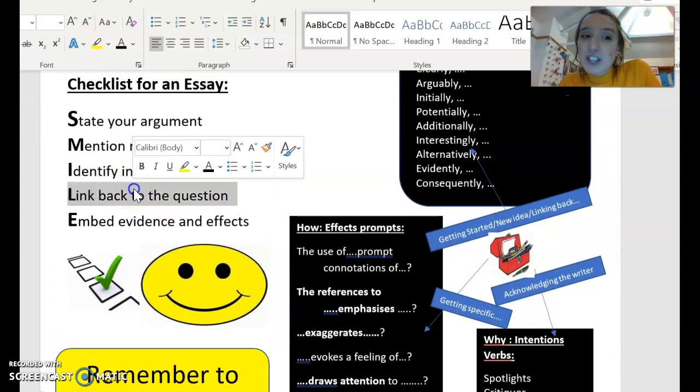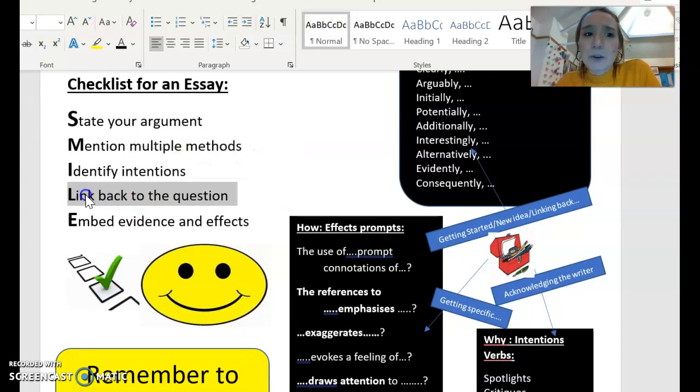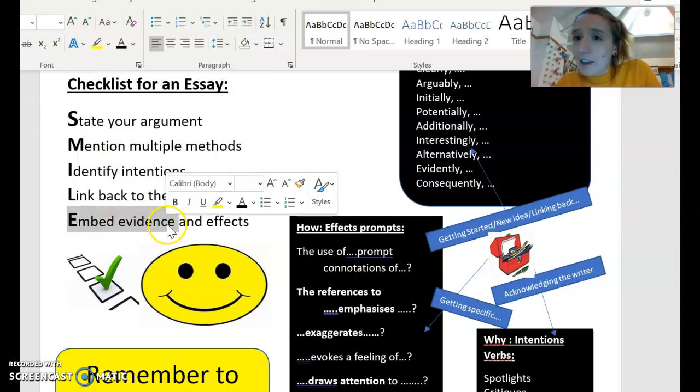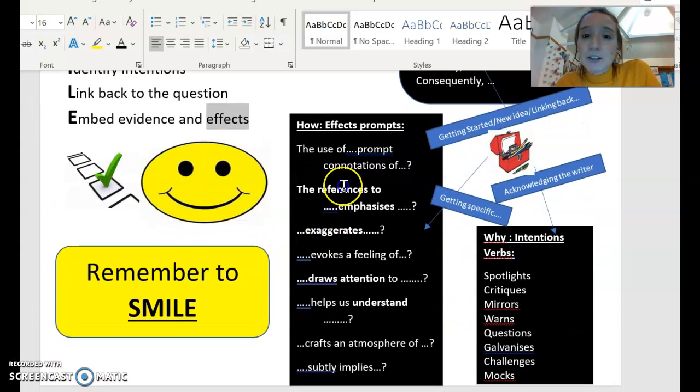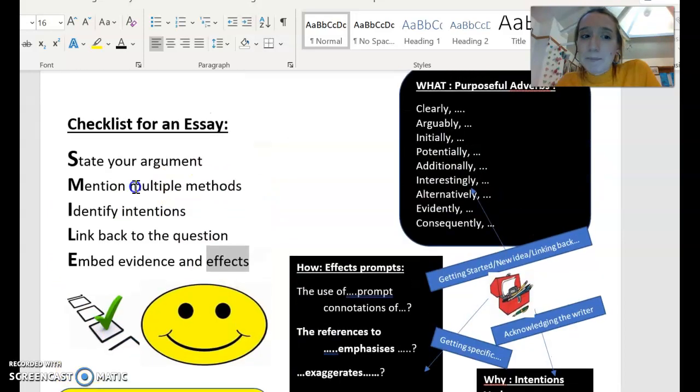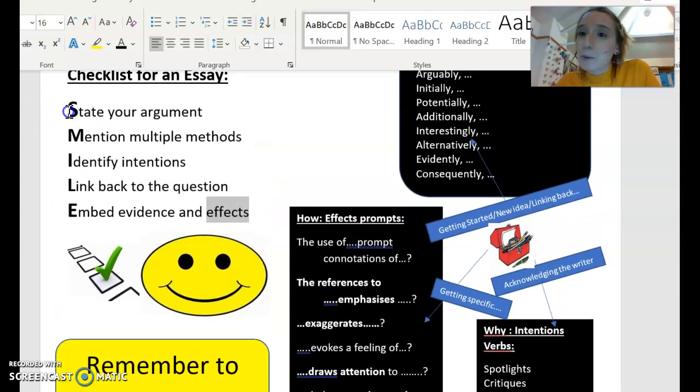L is for link back to the question, that's to keep you focused. And I would say that also links to this: link back to your argument, because that's linked to the question. E is for embed lots of evidence and lots of effects. So these are your effects prompts here. If you remember that acronym, you might want to take a note of that now. That will help you to proofread each paragraph and then your full essay response.